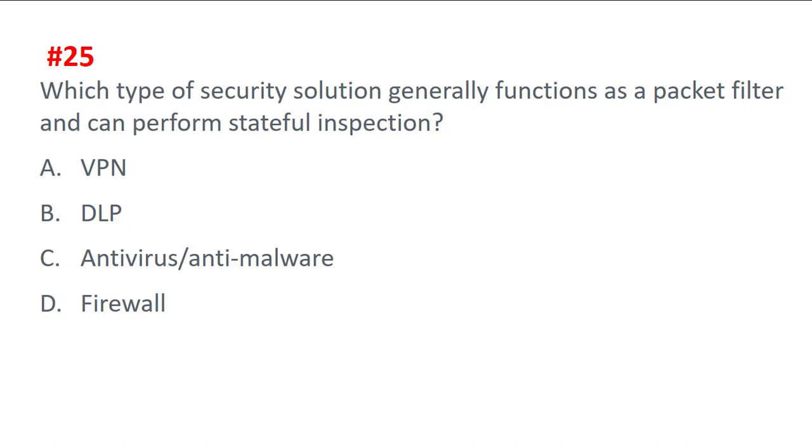Well, we know that antivirus or anti-malware can't do any of that. We know a VPN is just a tunneled connection. So that leaves us two options, and only one makes sense, and that's the firewall.